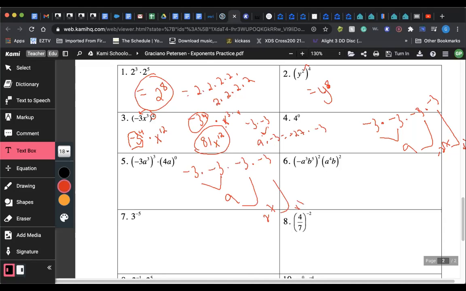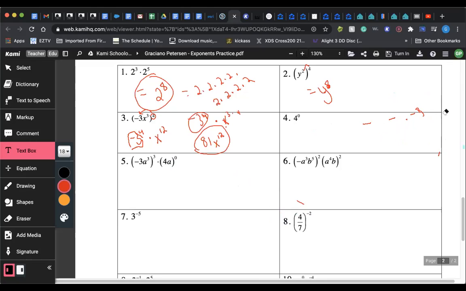Mr. G, so I'm remaining now with the x to the 12th. Yes, so it's 81 x to the 12th. That's the answer. Yep.